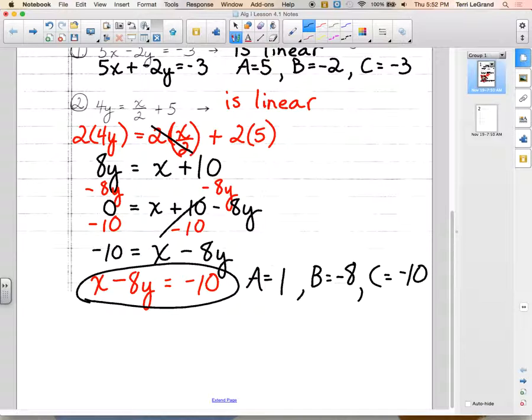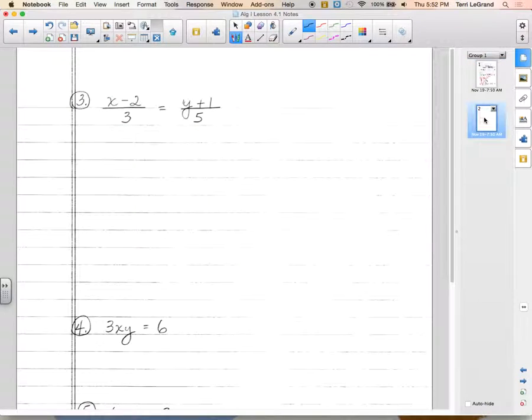Okay, let's go to the back side of the notes. We're still practicing, is the equation linear? So we have x minus 2 over 3 equals y plus 1 over 5. Run it through the tests. Are x and y both to the power of 1? Yes, they are. Invisible, but they are. Are x and y being multiplied together? No, they're on opposite sides of the equation.